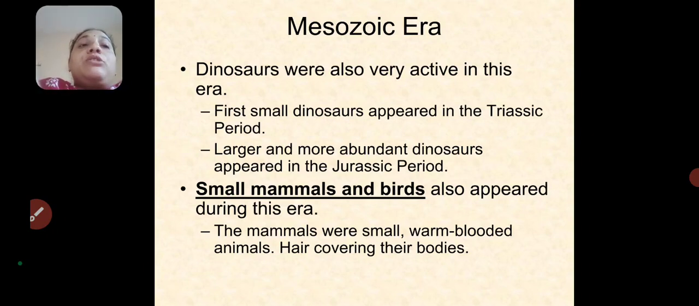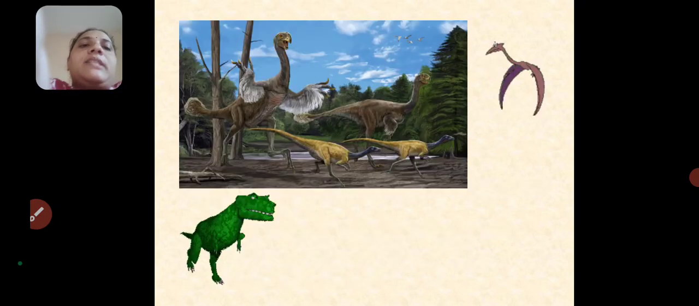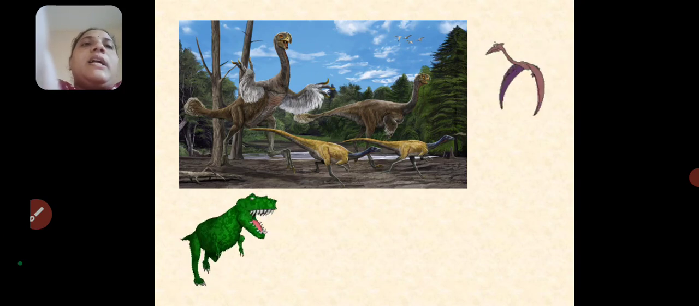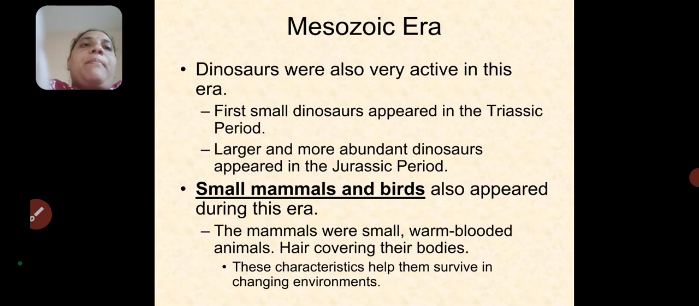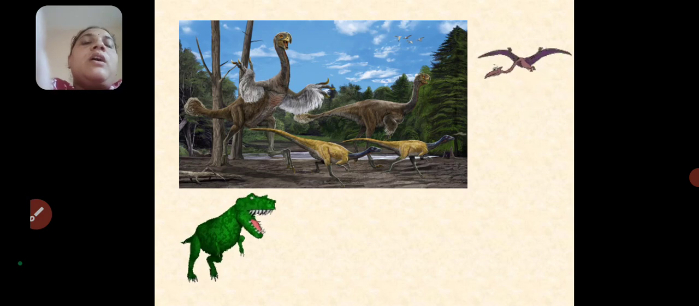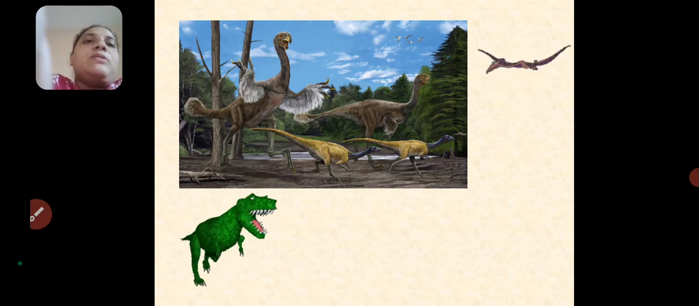Now the Mesozoic era is very famous for the dinosaurs. Next, small mammals and birds also appeared during this era. The mammals were very small, warm-blooded animals with hair covering their bodies. These characteristics helped them survive in the changing environment. In this slide, you have to observe the dinosaurs. These are the dinosaurs.